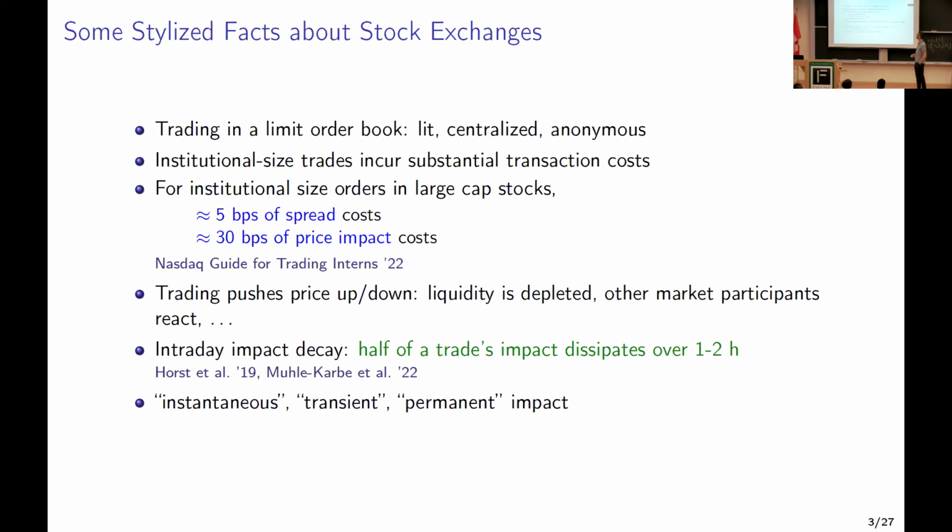Okay, so here are some stylized features about stock exchanges and similarly structured security markets. If you go to a place like NASDAQ, the majority of the volume goes through the CLOB, the centralized limit order book. The most relevant features of that are that it's lit and anonymous. What does that mean? Lit means that everyone can see the trades that happened. In addition, for most of the order types, you see even what is sitting in the book. So if I put a limit order and I use a standard order type, everyone can see it's there.